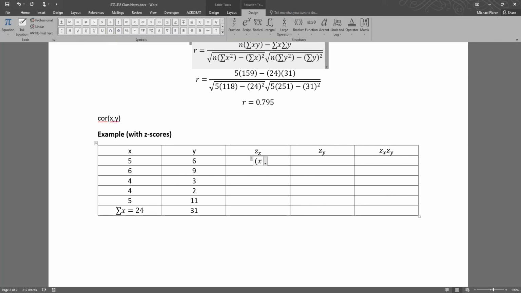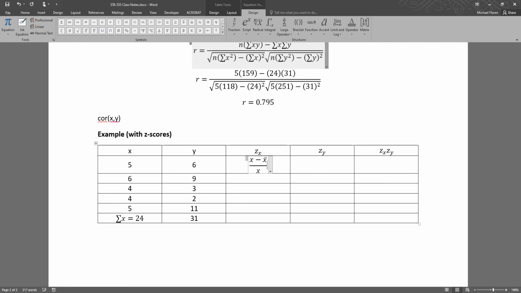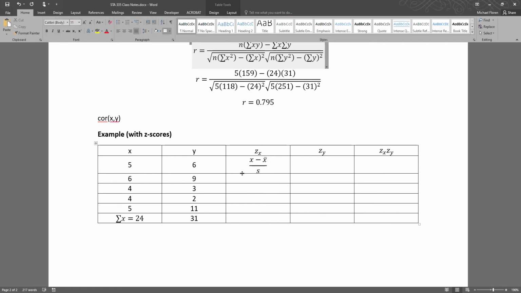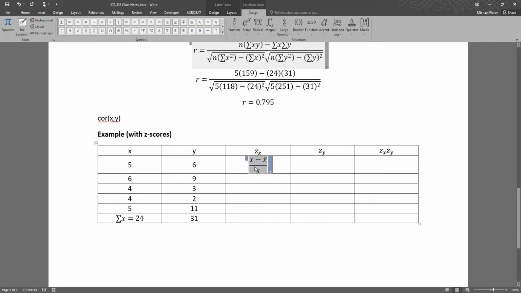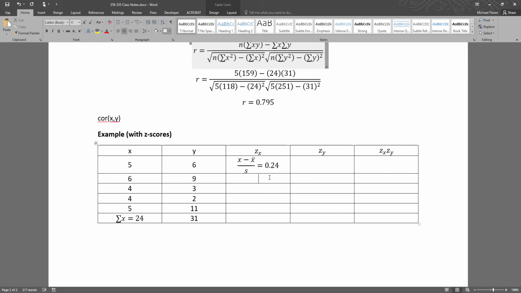So let's write our equation here: x minus x bar divided by s, our standard deviation, and use this equation to calculate each of my z-scores. In this particular case, after finding these values, I get 0.24 for my first x value. On your own, feel free to go on, calculate the mean of x, subtract the mean of x from all of the x values, and then find the standard deviation of x, and divide that difference by the standard deviation for each of the values. After you're done, go on and play the video and double check your work.